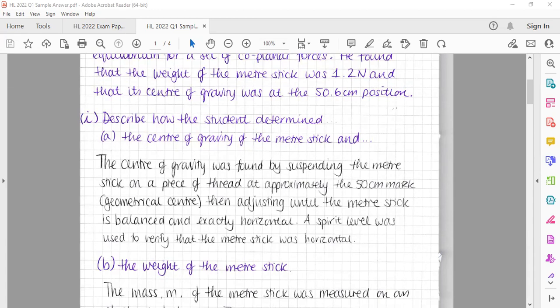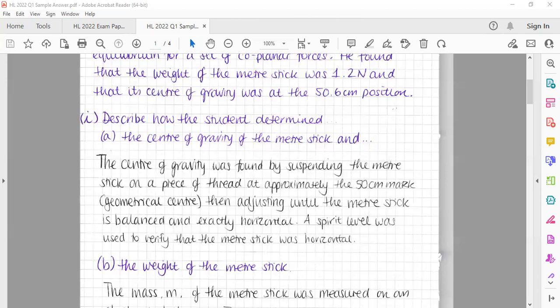And you might have had to adjust, because not all meter sticks are exactly at the 50 centimeter mark. If they've got a little bit of meter stick before the 0 or whatever, adjust it until the meter stick is balanced and exactly horizontal. So it's exactly parallel with the floor. It's not moving around. It's not tipping over to one side or another. It's staying balanced. It's staying still. It's horizontal. And wherever your string is across your meter stick, that's your center of gravity.